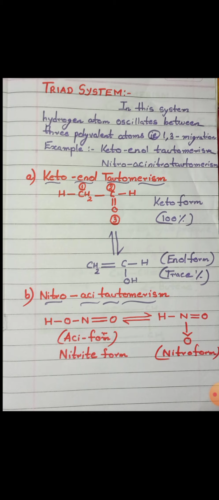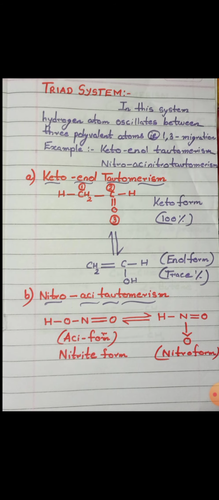Here too, the hydrogen oscillates. Here you may see HNO2. That is what form? Nitro form. Here, in the first case, hydrogen is bonded to the oxygen atom. In the second case, the hydrogen is bonded to the nitrogen atom. That is acid and nitro form. They are in equilibrium to one another and are readily interconvertible.